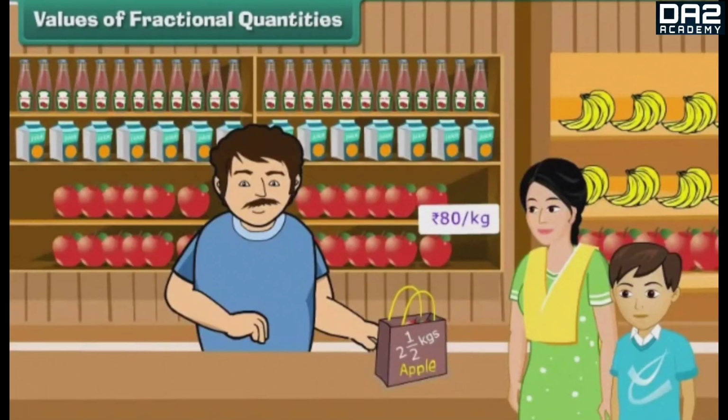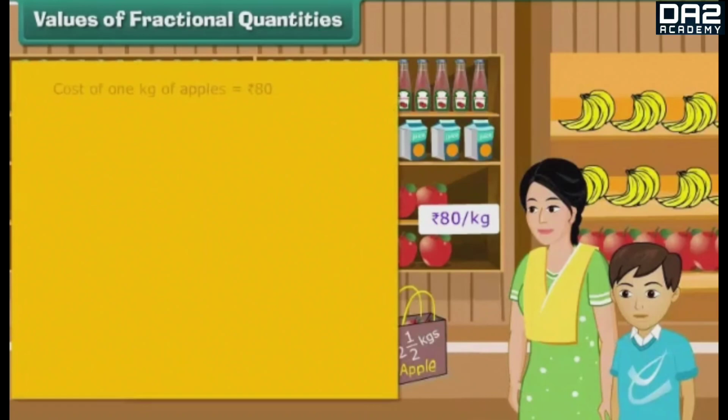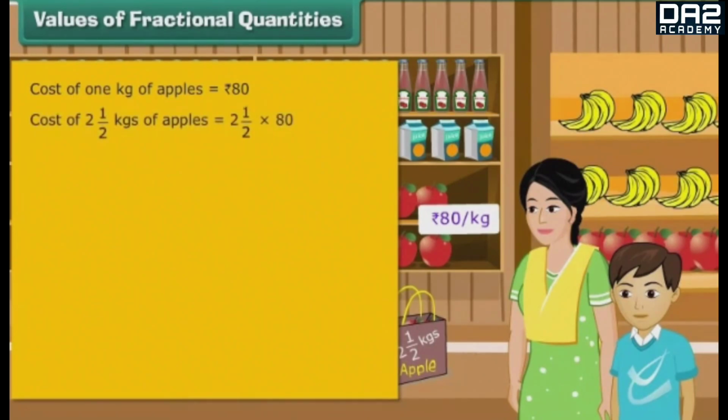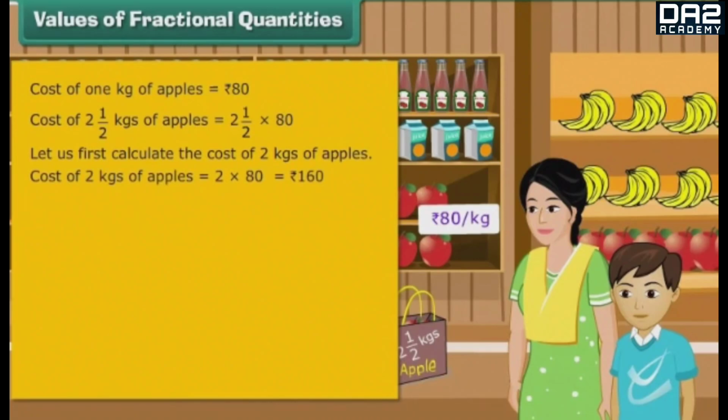Values of fractional quantities. Let us now learn to compute the values of fractional quantities. Rishabh's mother is in the fruit market. She has bought 2.5 kgs of apples, which cost rupees 80 a kg. How much money did she pay to the fruit seller? Cost of 1 kg of apples is rupees 80. Cost of 2.5 kgs of apples is equal to 2.5 multiplied by 80. Let us first calculate the cost of 2 kgs of apples. Cost of 2 kgs of apples is equal to 2 multiplied by 80, which is equal to rupees 160.